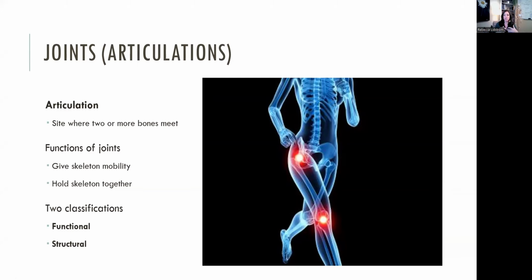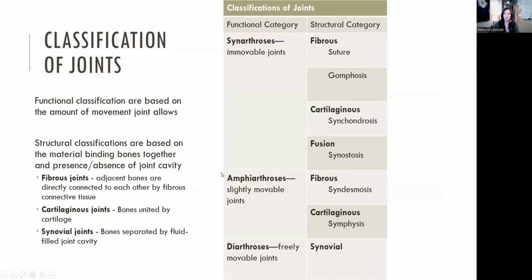When we are studying joints, we can classify them one of two ways. We can either classify them based on their structure, or we can classify them based on their function, or how much movement we really have in them. So here on the right, you can see the classification chart. On one side, we have the functional category. On the other side, we're going to have the structural category.